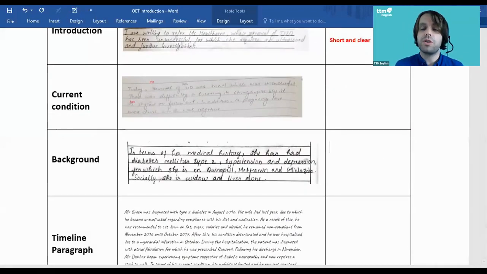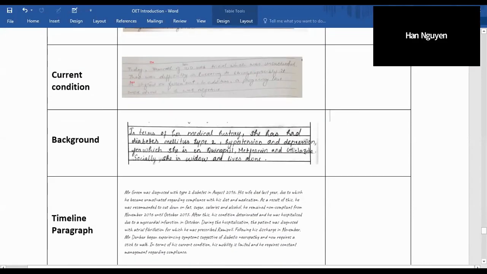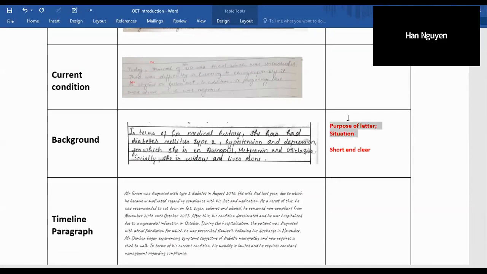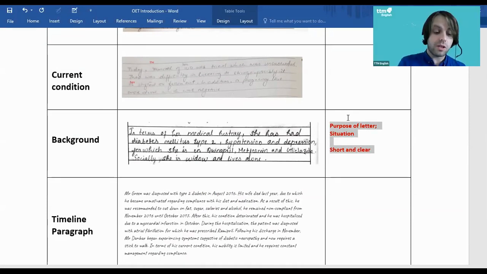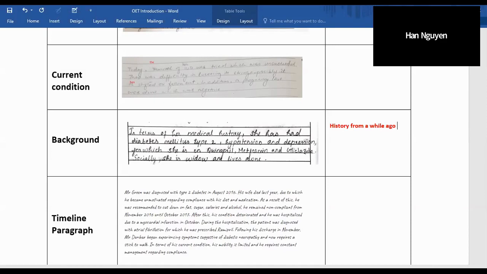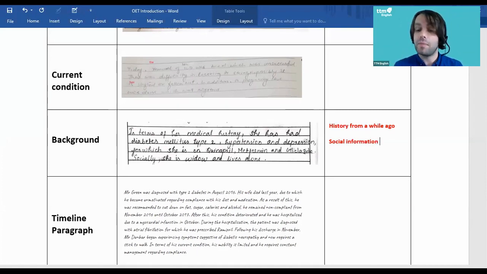Han, what's good to put in a background paragraph? What are we trying to do here? The background paragraph has maybe two parts. One is history, like medical history. Yeah. From a while ago. Usually, yeah. Another one is social background. Social stuff. Yeah, social information, which could still be true now, right? It's not even in the past.